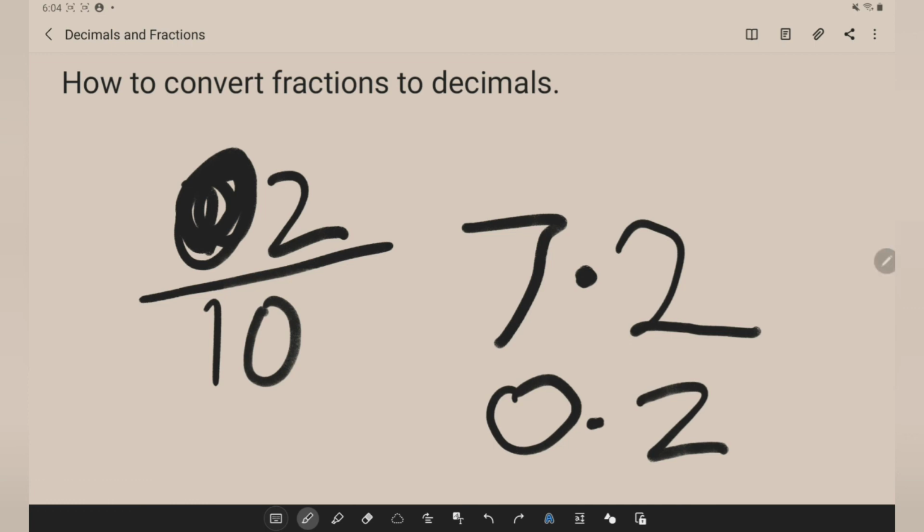Now how do I put the 7? Well, if we remove the 2 it will be 70, and 70 is 7 times more than 10, so it can't come after the decimal point, so it will come before it.